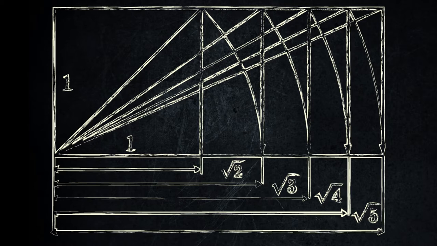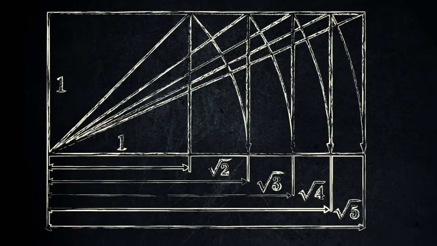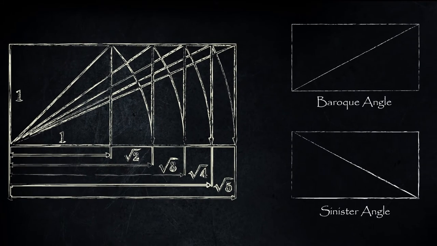This is also something to consider when analyzing artworks, as the steepness of both the Baroque and sinister angles can greatly impact the painting's composition. You don't know what the Baroque and sinister angles are? They're just fancy terms for the angles that go from the bottom left to the top right, which is the Baroque angle, and the angle which goes from the top left to the bottom right, the sinister angle.